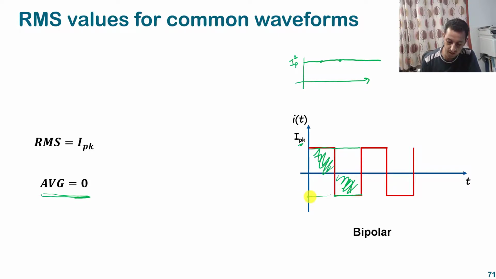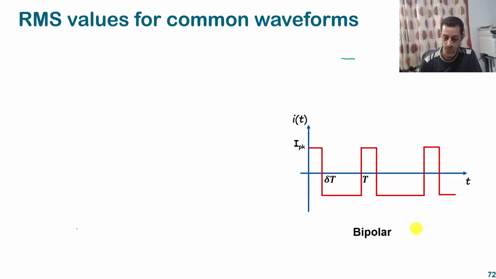Here the delta t, or the t on and t off time, are equal. So we assume that delta is half. Look at this one. Okay, this one has t on different from the t off. And here as well, the area of this portion is different from the area of this portion.